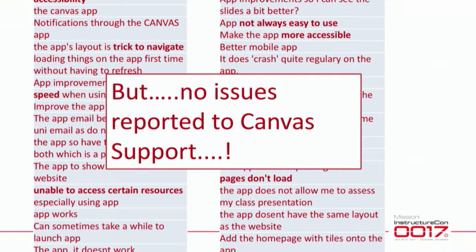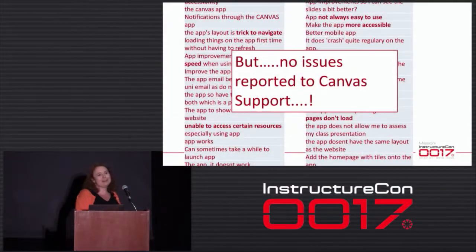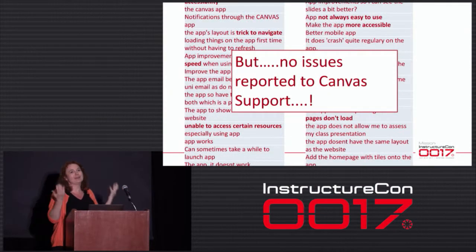But what's interesting is when I went into the support interface to see, okay, so they're reporting all these issues, what have they said to Canvas support? None of them reported any issues to Canvas support at all, which is really frustrating because, you know, we need as much information as possible to dig down into what these issues are so we can improve that experience, but we need the information from the students first.